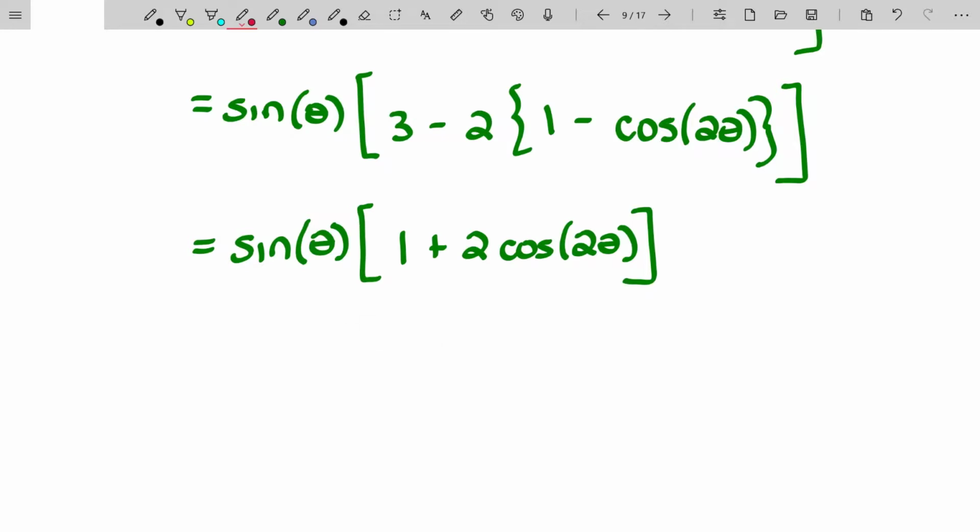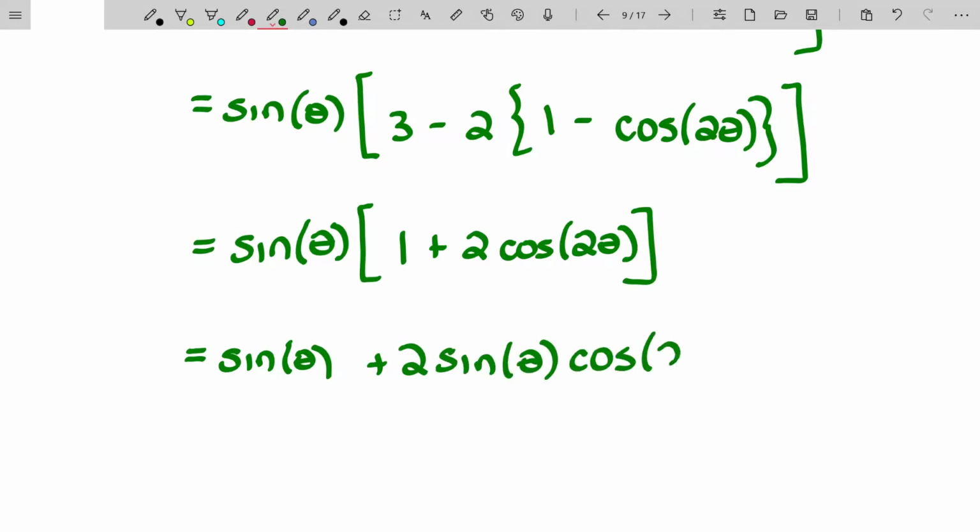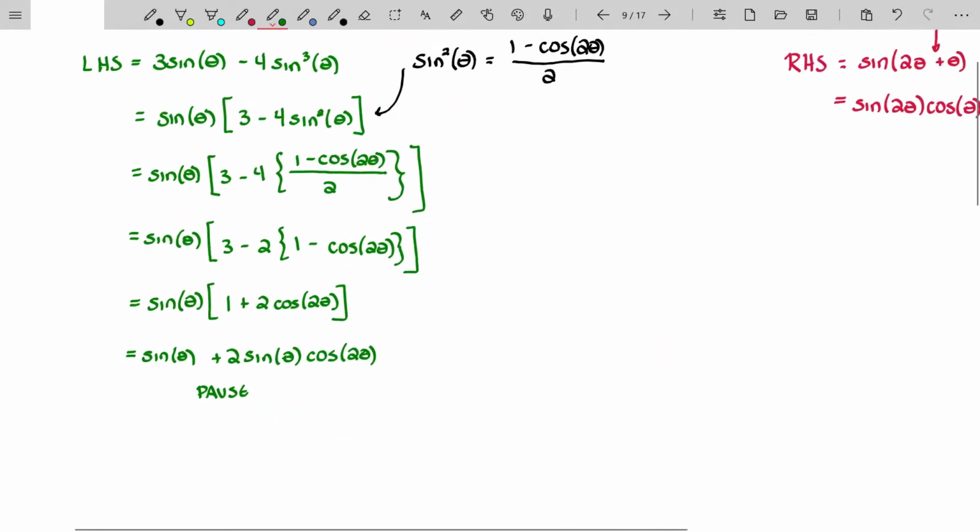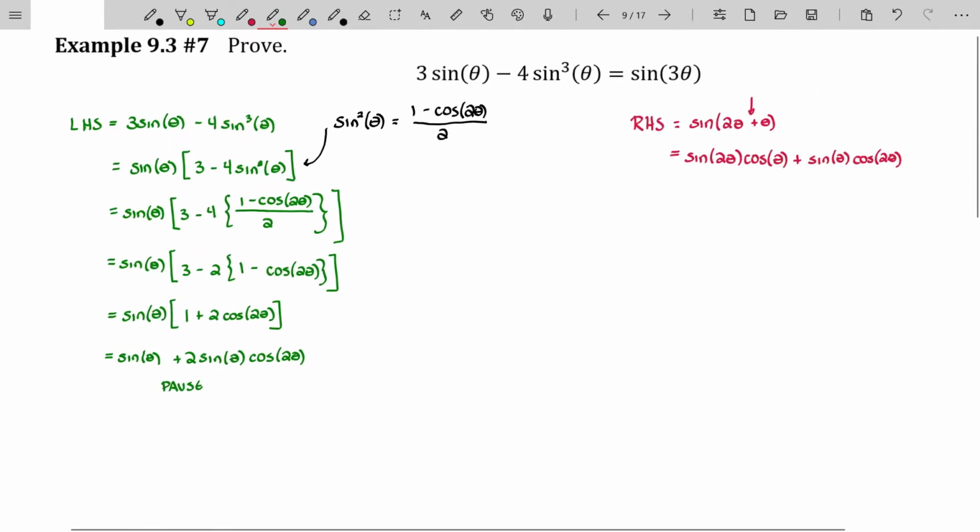So I'm going to erase the pause and unpause for a moment. And I'm going to say, you know what? The red side, the right-hand side, didn't have this parenthesis here. So I'm going to distribute this. I'm going to say this is the sine of theta times 1 plus 2 times the sine of theta times the cosine of 2 theta. Now I'm going to hit pause again. Now I'm going to look over at my right-hand side.